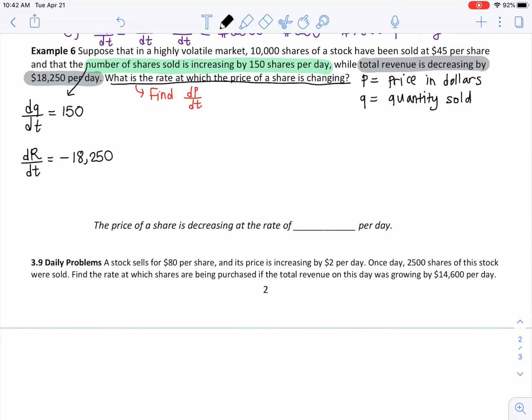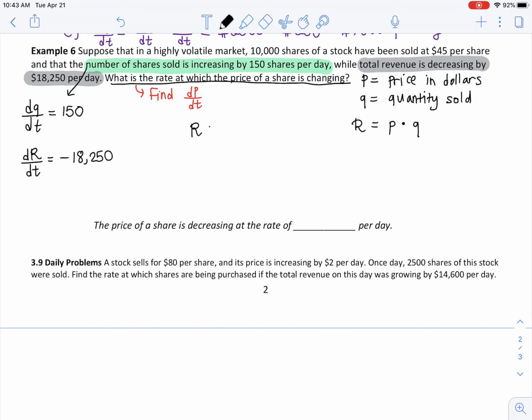And for the volume of a cantaloupe problem, we needed to know that the volume is equal to 4/3 pi r cubed, right? Now, they didn't give you any equations, so we're going to go ahead and write down that equation that we need. I'll write down that the revenue is equal to the price in dollars for each share, the share price, times the quantity sold, okay?